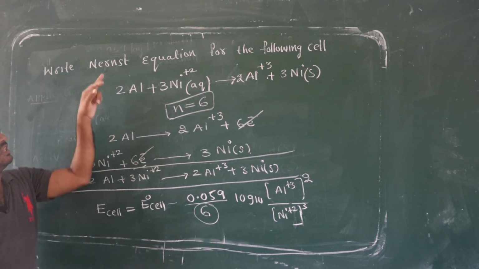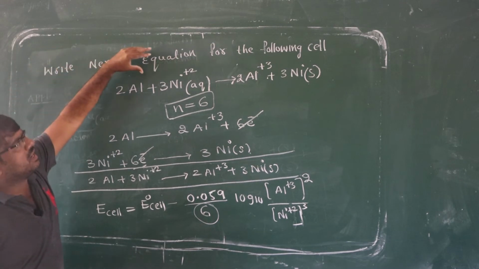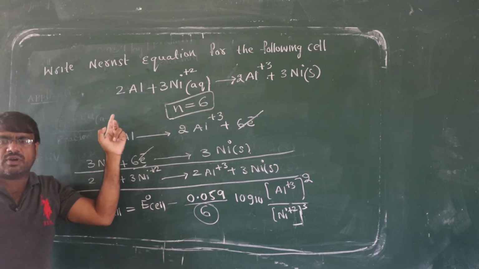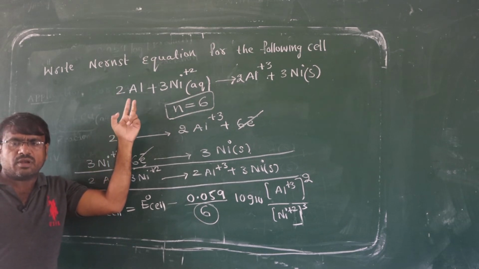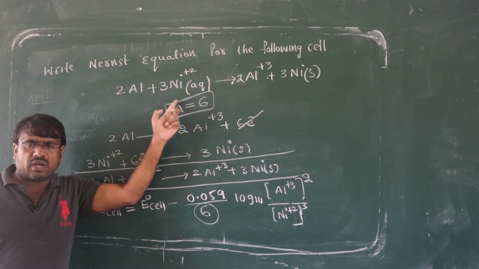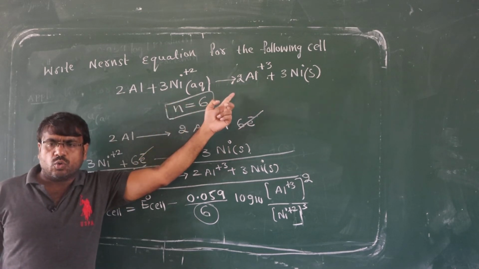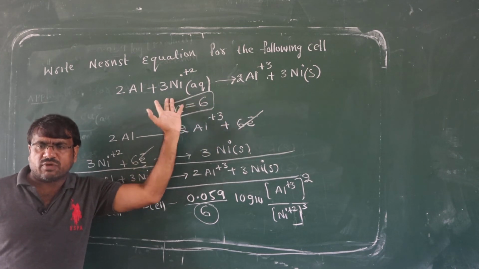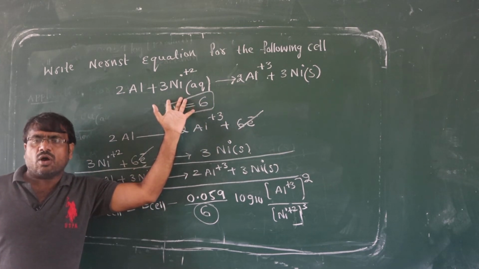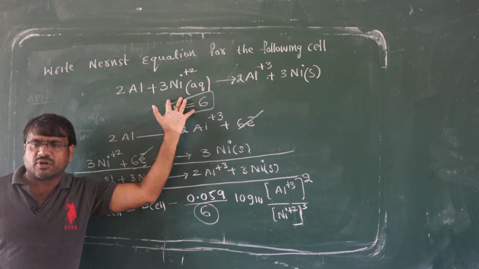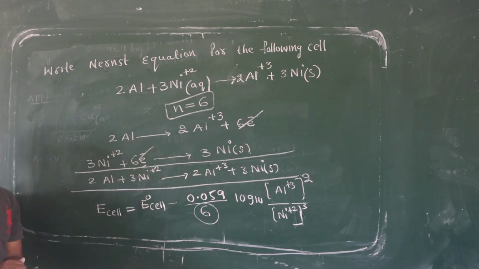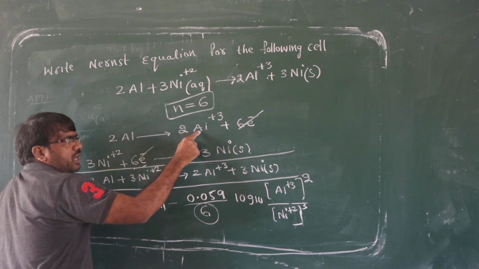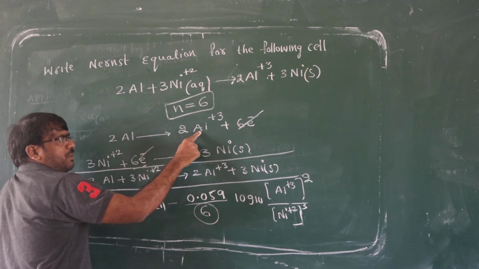So what question have they given? Write the Nernst equation for the following cell. They have given us one cell like this: 2Al plus 3Ni+2 aqueous gives 2Al+3 plus 3Ni. This is the equation they have given for us. Then how do we write the Nernst equation for this? Look here. Aluminium is converting into Al+3.